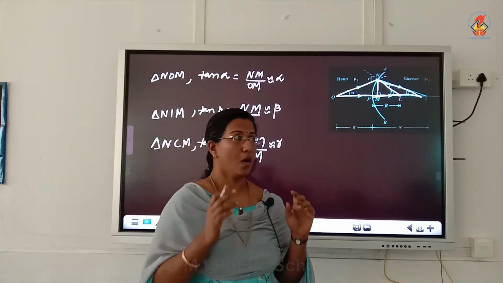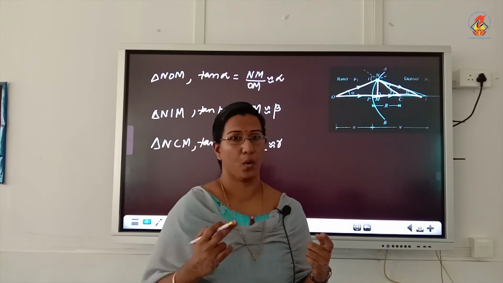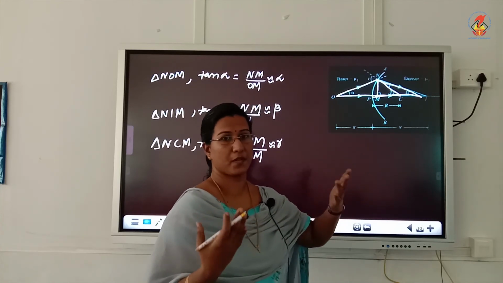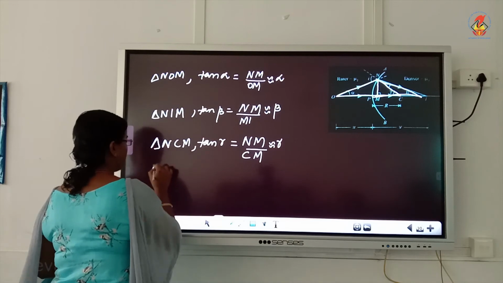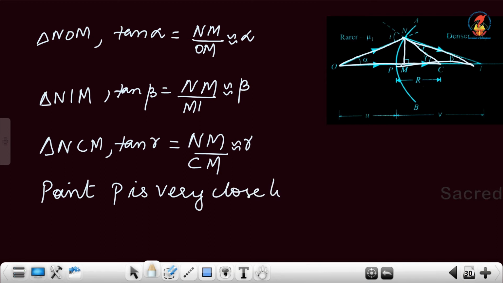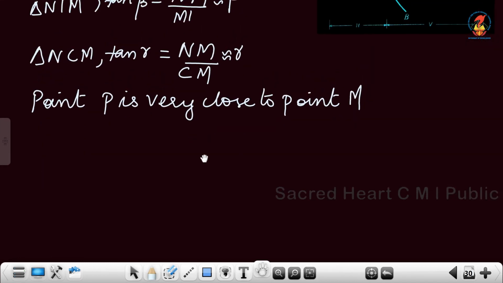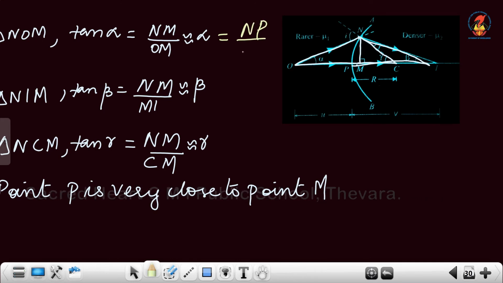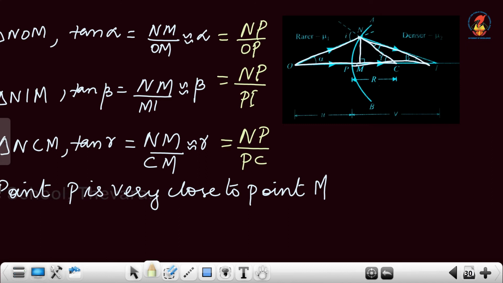Why are we doing this? Because we know all the distances are measured from the pole, isn't it? So to take the measurements in terms of u, v and so on, we are going to assume that point P is very close to point M. So we can write alpha is equal to NP by OP, beta is equal to NP by PI, and gamma is equal to NP by PC. Now we are going to substitute.